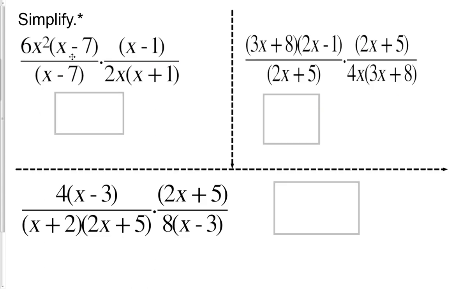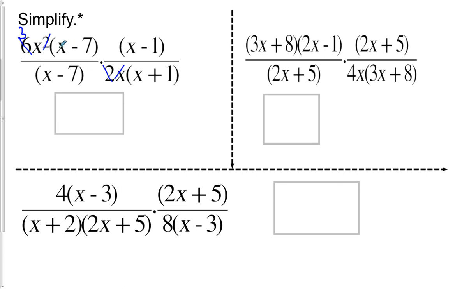Next, we've got 6x squared, x minus 7 over x minus 7 times x minus 1 over 2x times x plus 1. So perfect matches. Let's see, we got 6 and 2. These are the partial ones. They're outside. Divide by 2, I get 3. X squared x. Well, we've got 2 x's and 1, so 1 will cancel, and we'll still have 1x left over.